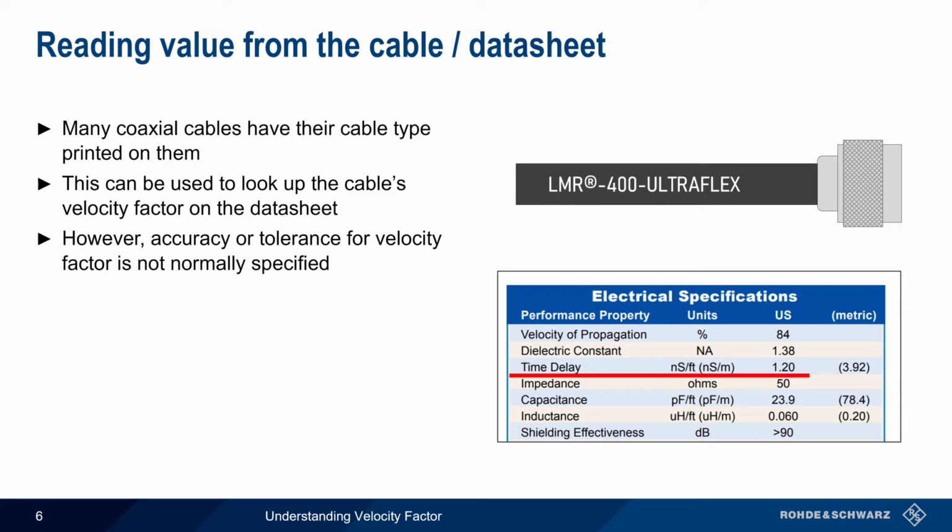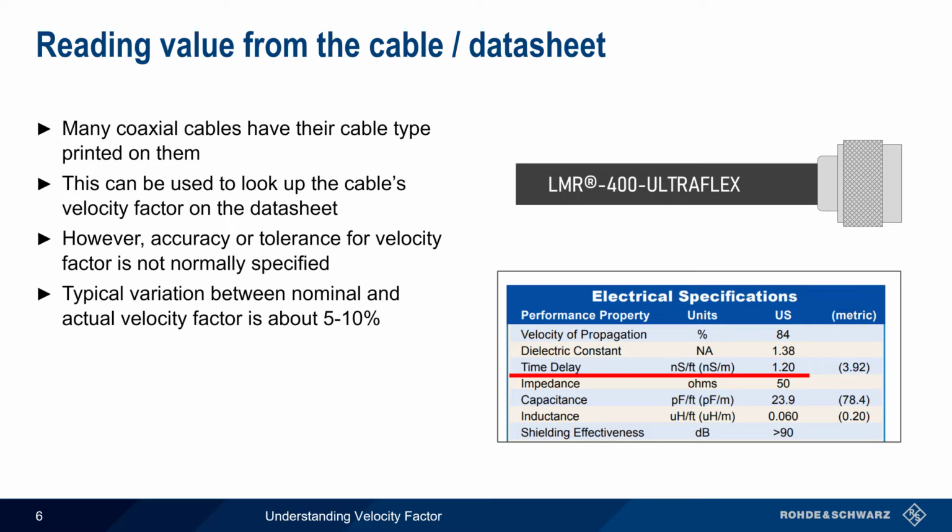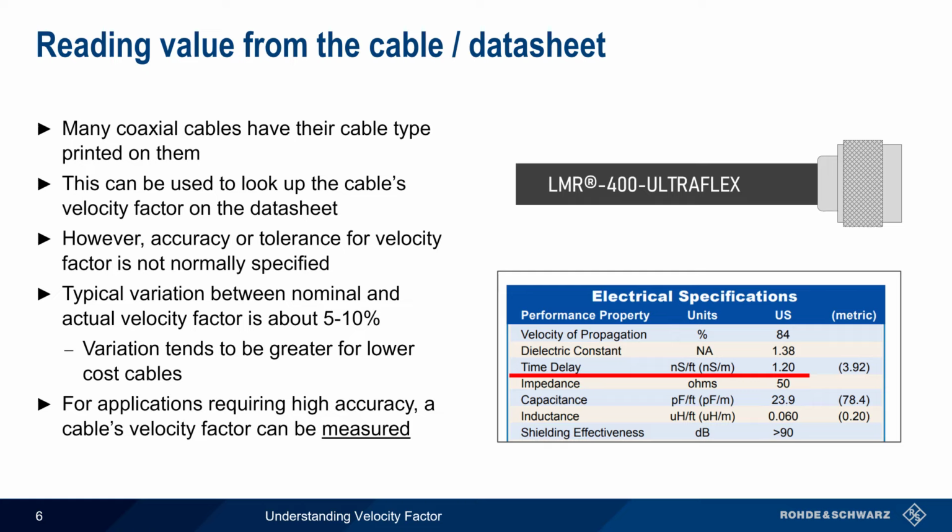It should be noted that the accuracy or tolerance for velocity factor is not normally specified in a datasheet, and the variation between the nominal or specified velocity factor and the actual velocity factor of a cable is typically on the order of 5 to 10%. This variation tends to be greater for lower-cost cables. Therefore, in applications that require high accuracy, measurement of a cable's velocity factor is recommended.